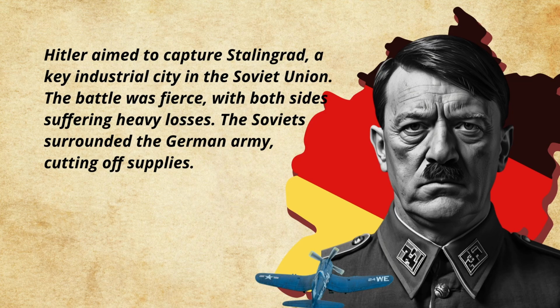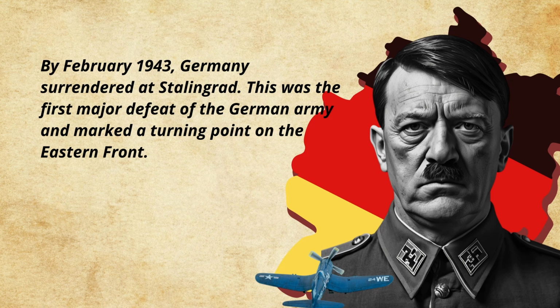Hitler aimed to capture Stalingrad, a key industrial city in the Soviet Union. The battle was fierce, with both sides suffering heavy losses. The Soviets surrounded the German army, cutting off supplies. By February 1943, Germany surrendered at Stalingrad. This was the first major defeat of the German army and marked a turning point on the Eastern Front.